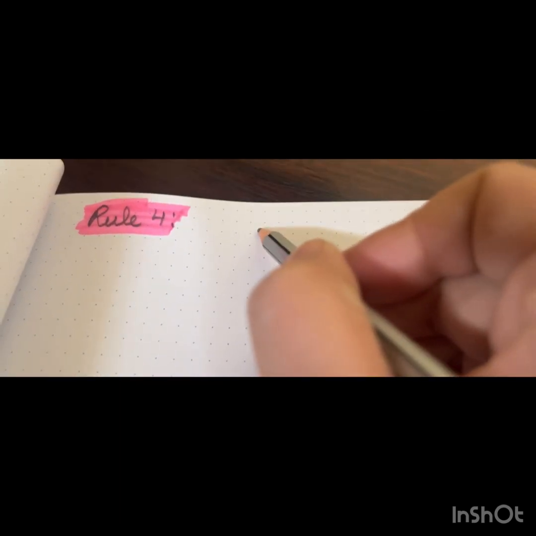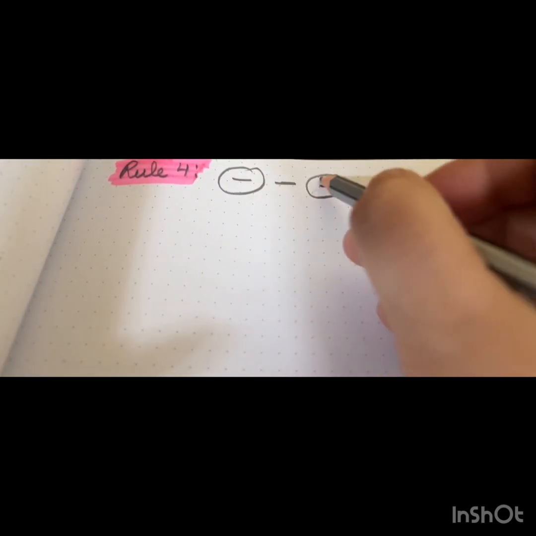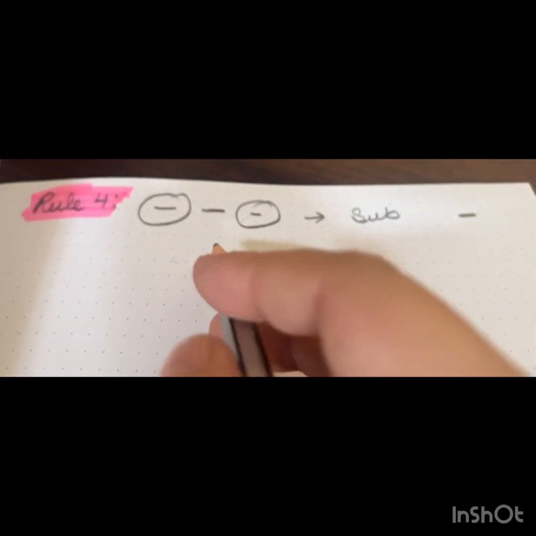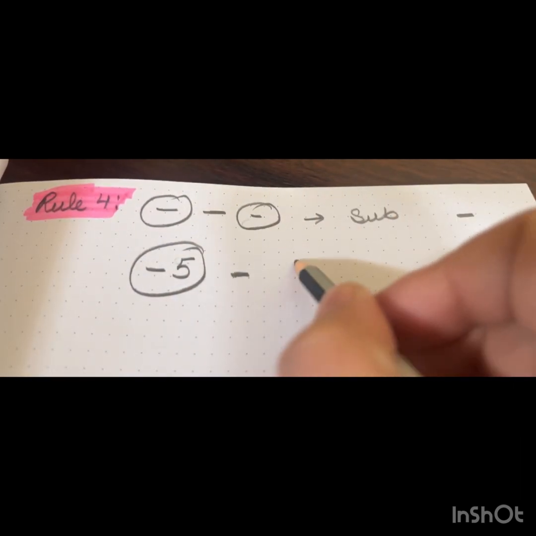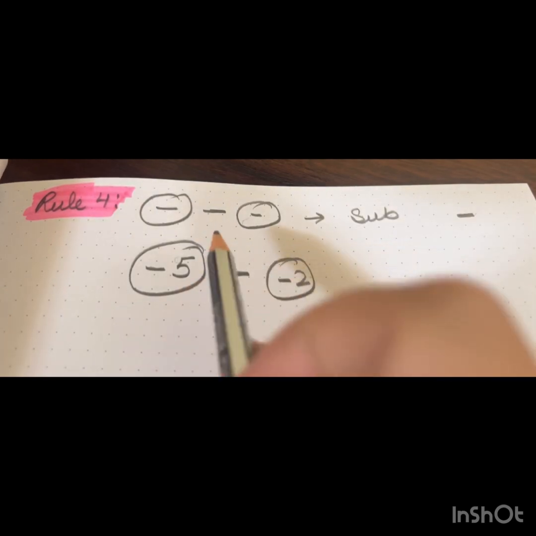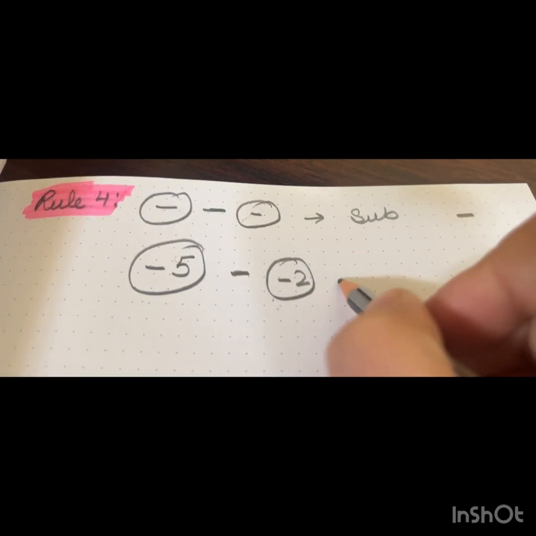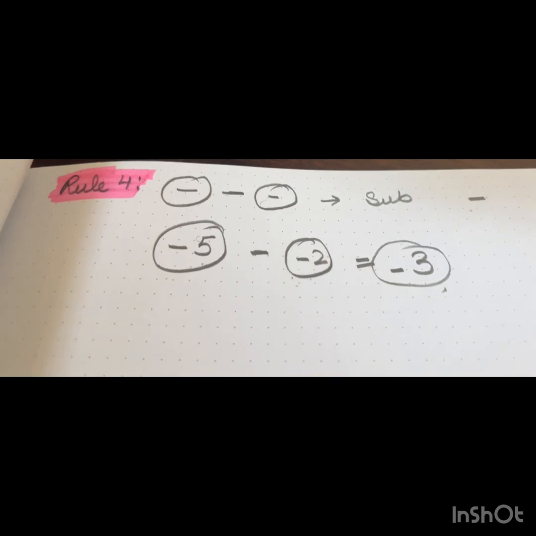Rule number 4 is if we are subtracting both negative integers, both the integers are negative, so what we are going to do is subtract them and put a minus sign before them. Let me explain with an example. Here I am taking minus 5 and we are subtracting them. The second integer is minus 2. Now here you can see both the integers are negative. So we are going to subtract them. Simply we'll write 5 minus 2, 3, and the sign we are going to put is minus. So the answer will be minus 3, a negative integer.